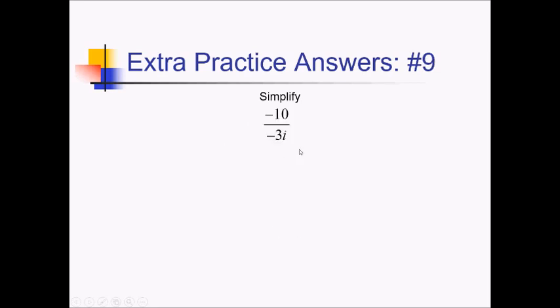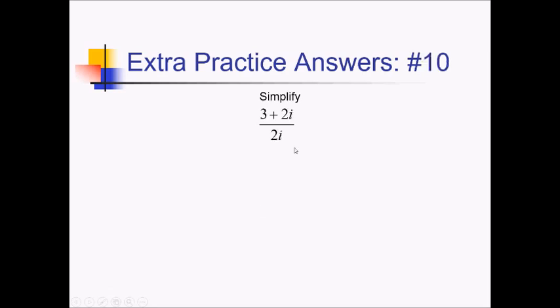To simplify this problem, I need to get rid of the i in the denominator. To do that, I'll multiply by i over i, which is really just 1. So in the numerator, I have negative 10i. In the denominator, negative 3i squared. And now I just have to simplify this power of i down here. i squared is really negative 1. Negative 3 times negative 1 gives me a positive 3 down there. And there's nothing else I need to change.